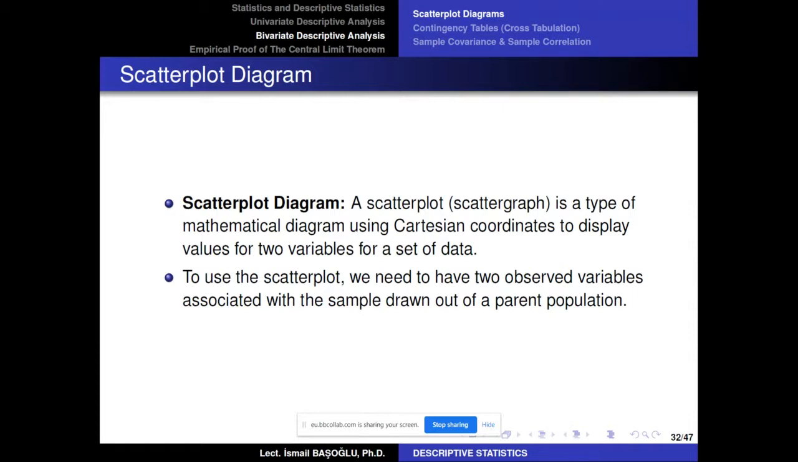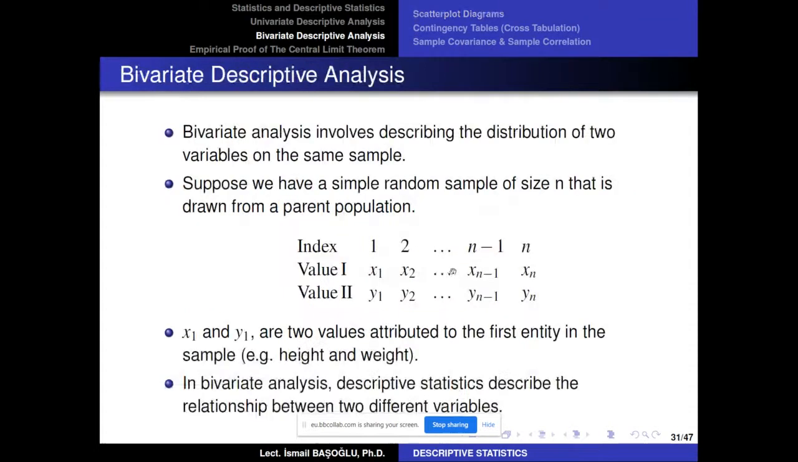The basic methodology is to draw a scatterplot diagram. It is sometimes referred to as the scatter graph. It's a type of mathematical diagram which uses Cartesian coordinates to display values for two variables for a set of data. So it is basically easy. We have two variables. The first variable set is denoted with X, and the second variable set is denoted with Y. Of course, the size of these two sets should be the same because they are collected over the same sample with size n. On the horizontal axis, we plot the X variable, and on the vertical axis, we plot the Y variable.